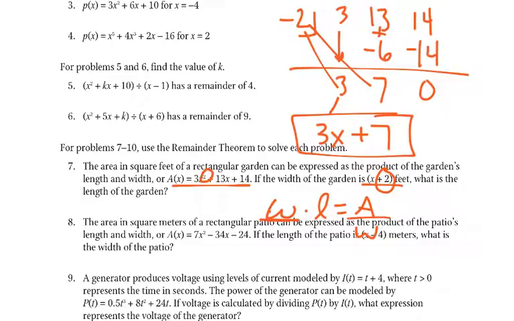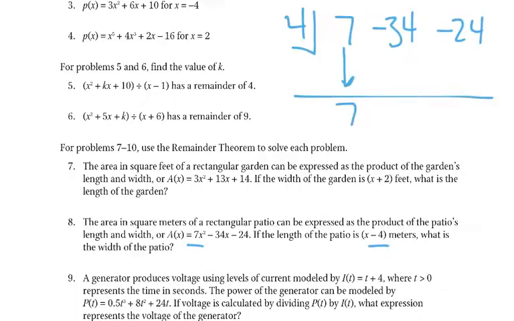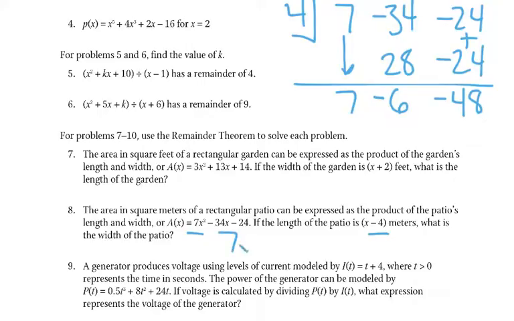Okay, 8, same idea, we're dealing with areas, so we just do the same exact thing. Negative 4 means we've got a positive 4 here. 7x squared, 34x, negative 24. We just multiply, bring down the 7, gives us 28, add that. That would give us a 62... a negative 6. That gives us negative 24. Add that, that would be a negative 48. So the width of our patio is a little bit uglier. It'd be 7x minus 6. Okay, I didn't screw that up, right? Nope. Minus 48 over x minus 4.